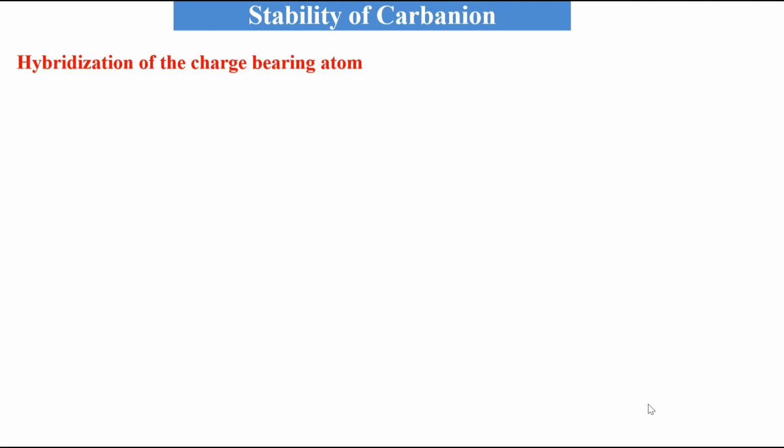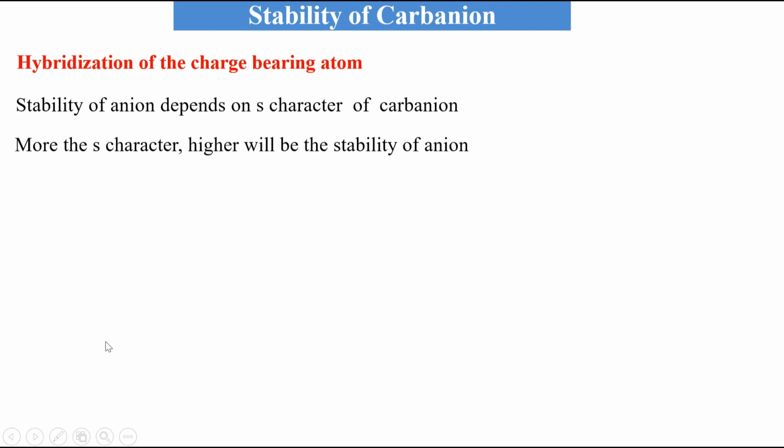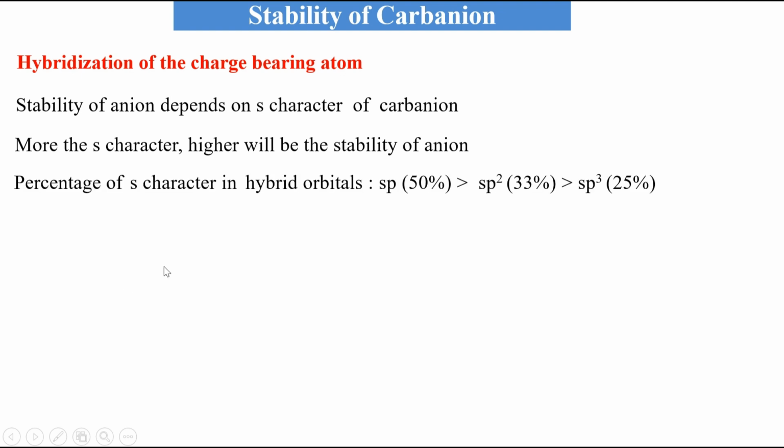Next is the hybridization of the charge bearing atom. The stability of an anion depends upon the S character of the carbanion. An anion gets more stabilized when the S character increases. In the case of sp hybridization, 50% is S character. In the case of sp2 hybridization, 33% is S character. And in the case of sp3 hybridization, 25% is S character. The remaining 75% is P character.